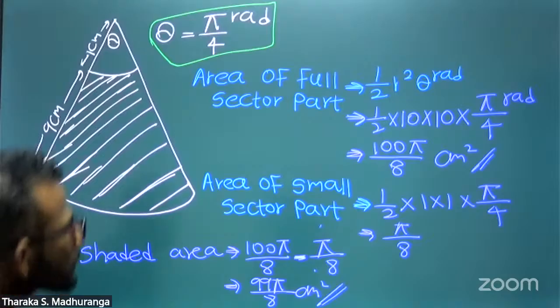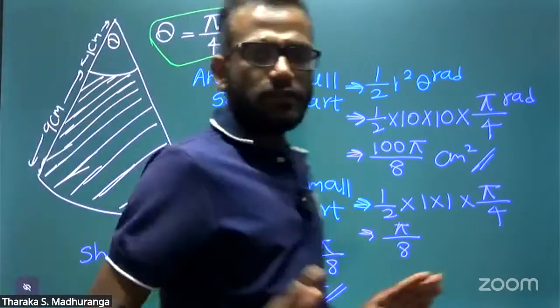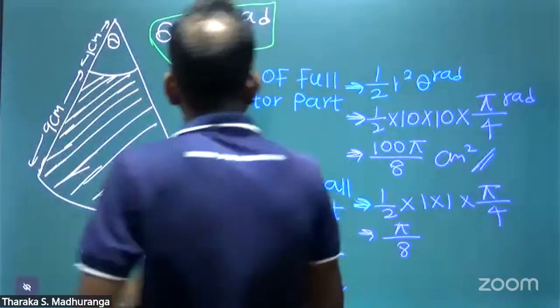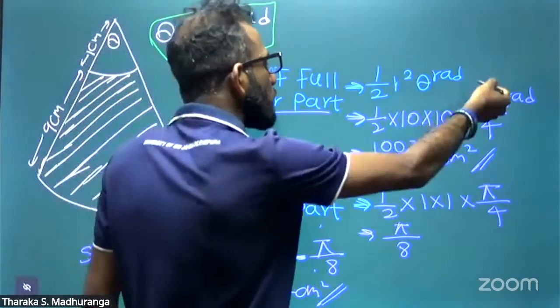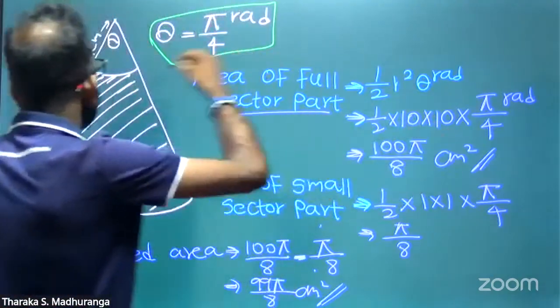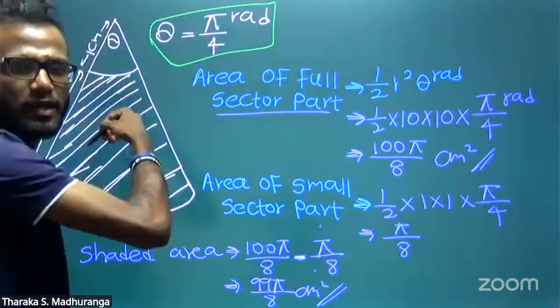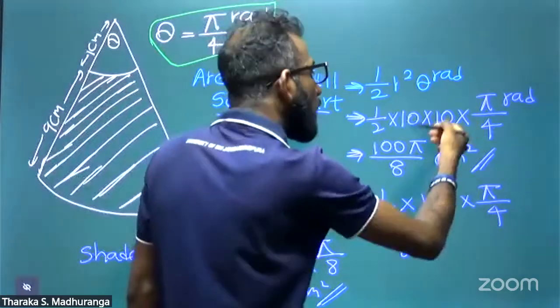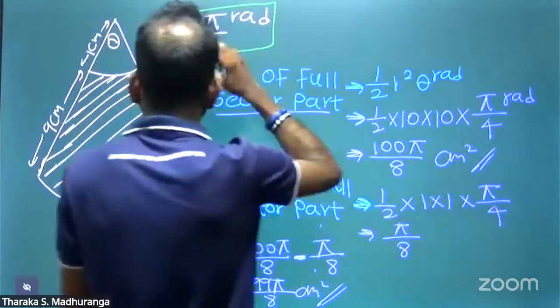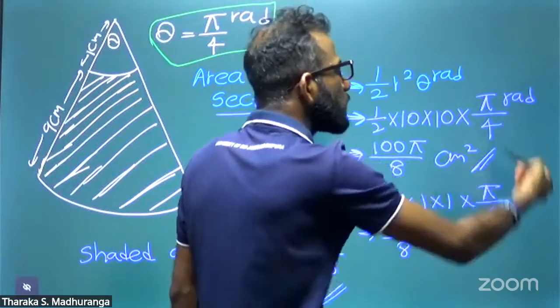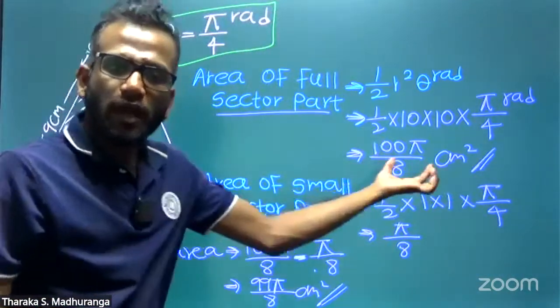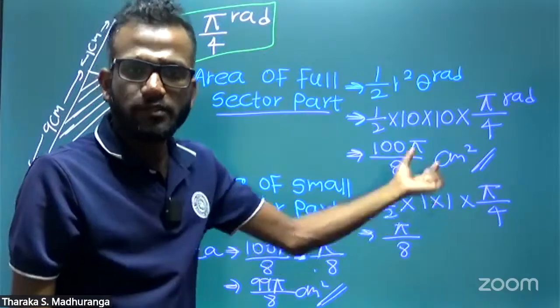Okay. First of all, in the first step, I got the full sector area. The area of the full sector is half r squared theta, with theta in radians. Half, then the full radius, r squared, 10 into 10, radius into radius. Then the angle in radians is 5 over 4. Then I got 105 over 8 centimeter square.